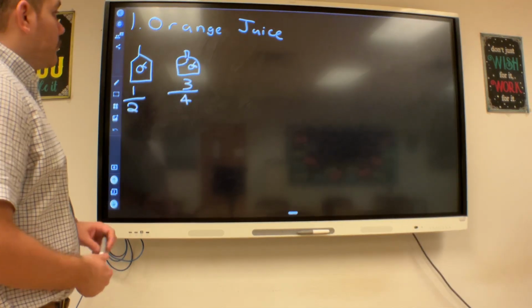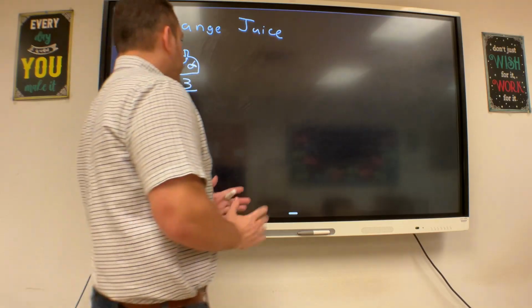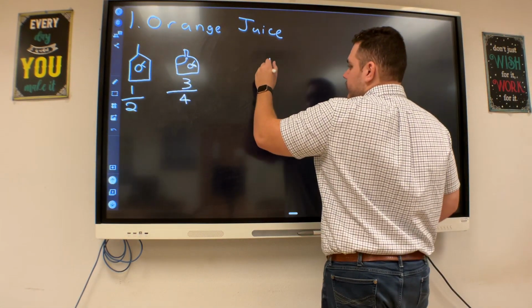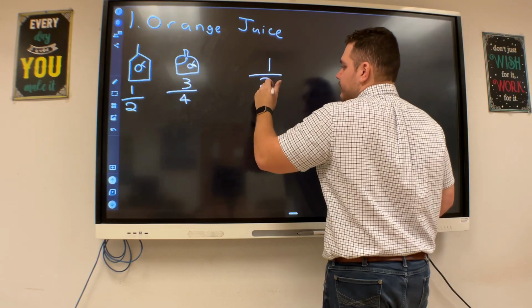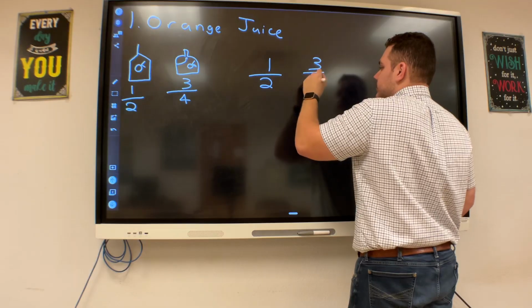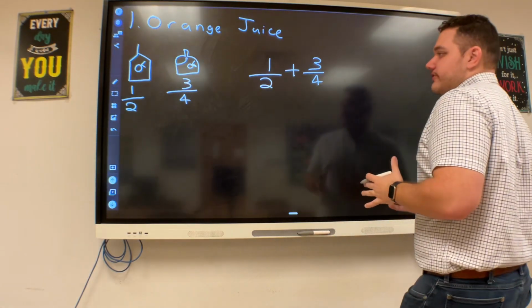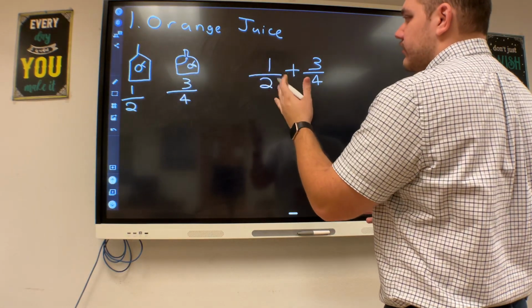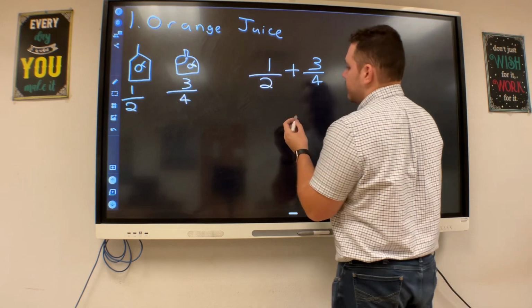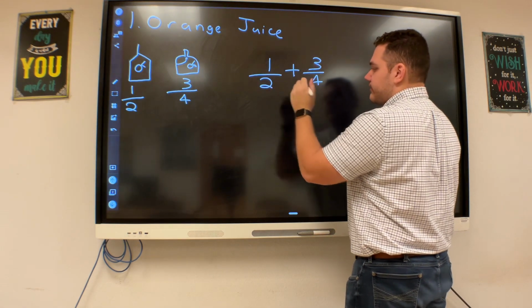And so number 1, we have some problems to work. I'm trying to make room in my refrigerator, and I have a carton of orange juice that is 1/2 full, and I have a bigger jug that is 3/4 full. And so I'm trying to combine them and see, can I pour this carton into this jug and make room in my fridge? So what we're going to do, like we did earlier, our denominators are not alike, so we need to make them alike.